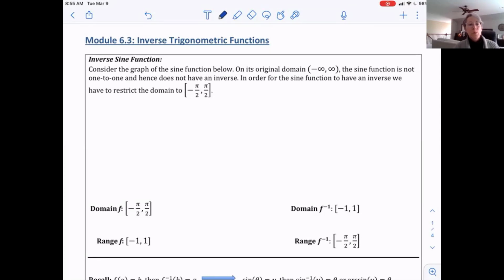We're ready for section 6.3, inverse trigonometric functions. Before we talk about inverse functions, let's recall what our sine function looks like. I'm going to graph it here on the left, kind of quickly.